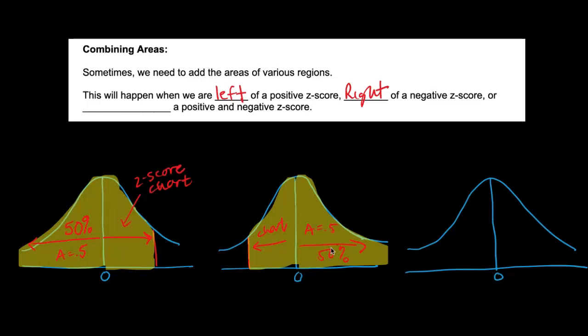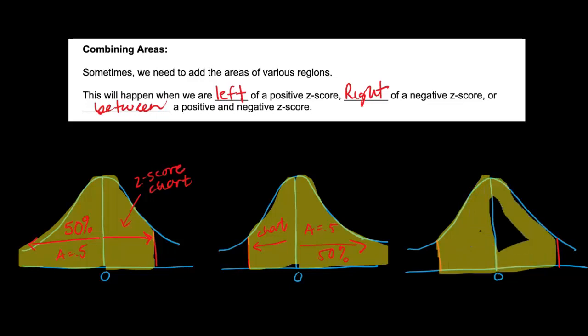And then the final scenario would be if you wanted to find an area between a positive and negative z-score. So if you get a picture that looks like this, where we're shading between these two z-scores, the chart cannot give us an area from this one z-score on the left all the way to the right. It can give us the area between 0 and a z-score. So this would be one area the chart could give us, and then the chart could also give us this area over here, and then we would have to add those together. So let's jump in and do a problem or two so that we can see how this would actually work.